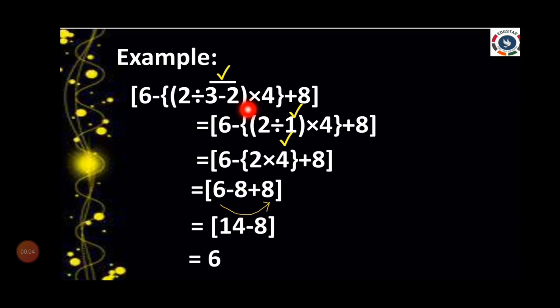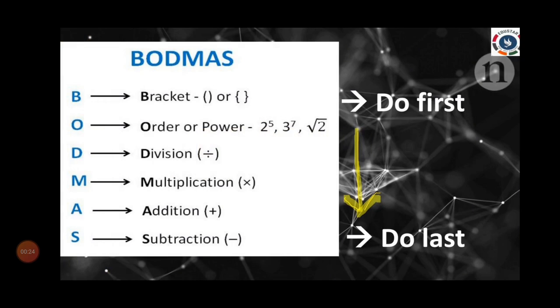First we give preference to the brackets, that is line bracket, round bracket, curly bracket and square bracket. Then go with the DMAS rule. The next thing, BODMAS. What is the full form of BODMAS? B for brackets, O for order or power, D is division, M is multiplication, A is addition, and S is subtraction. First we give preference to brackets, and last we do the subtraction.